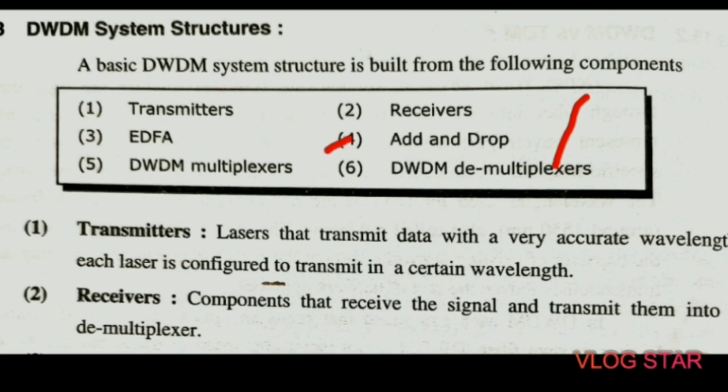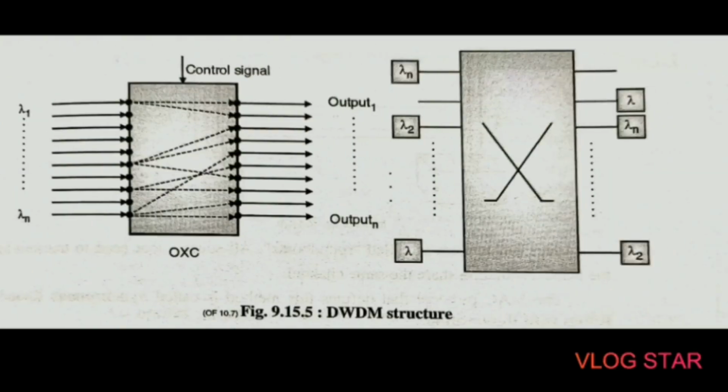Next we require the add and drop component, which receives a fiber optic with some wavelengths multiplexed and can drop or add a certain lambda from or to the signal. Okay, next component is DWDM multiplexers. They receive many optical signals, each one of a different wavelength, and transmit the entire set of wavelengths in one optic fiber. Next is the DWDM demultiplexer. It is used to receive all the signals in one optic fiber and transmit each wavelength in a different fiber.